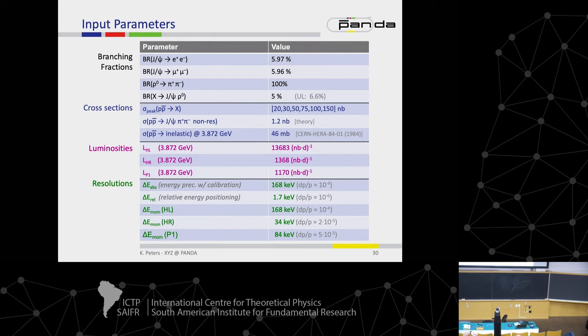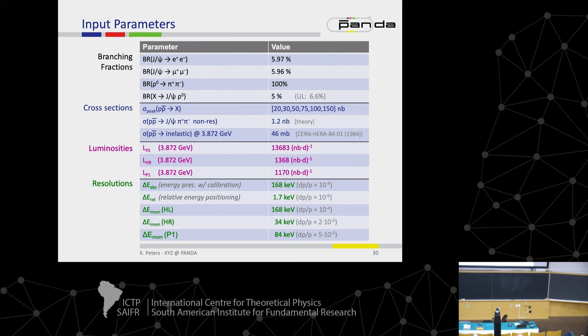And with the input then for the different luminosities, here are reflected the highest luminosity, which also needs upgrades of the FAIR machinery, but then the more conservative numbers: high resolution luminosity in the middle with 1368, or something which we have in the very beginning. That's what we call phase one, which is also a little bit lower in terms of effective luminosity because the detector is not completely 4 pi. We have some holes here and there because of funding, and therefore the effective luminosity is slightly lower.